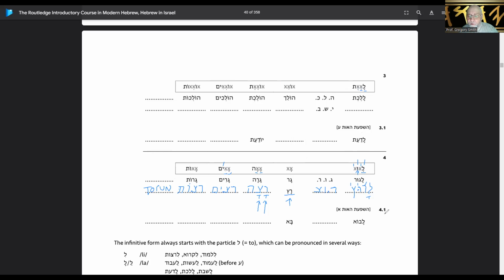Okay, so that's number 4. Now 4.1. Hashofa'at ha'ot aleph. So that's signal letter, signal letter aleph. So what happens if you got an aleph in there? So here's your verb form ends with an aleph, right? So what pattern is it going to take? So here's lavo.